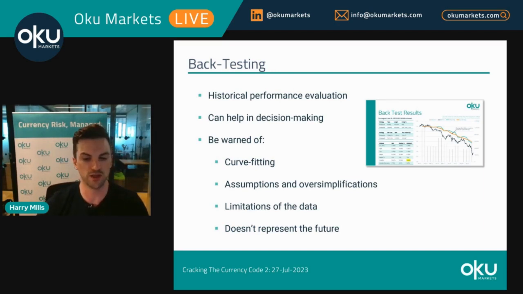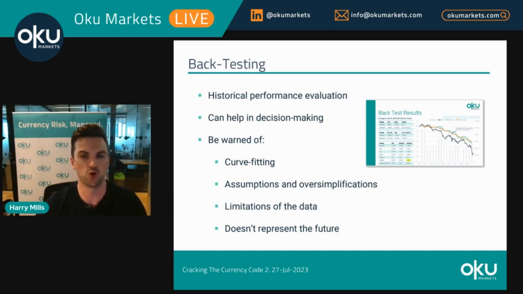So what does that mean? It basically means designing a strategy for a year. So 2022, for example, was a really bad year. Well, we should have hedged everything. Okay, well, that might not work going forwards. And there's assumptions and oversimplifications in the modeling as well that can come through.